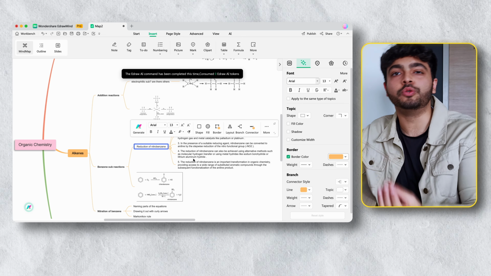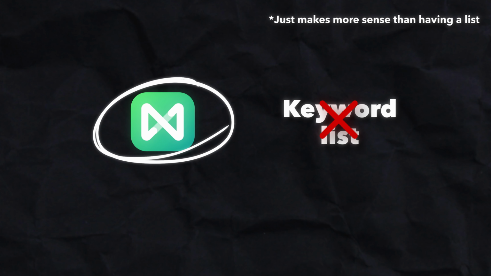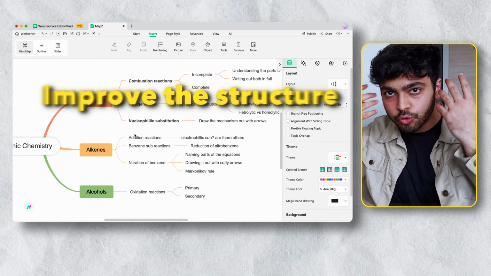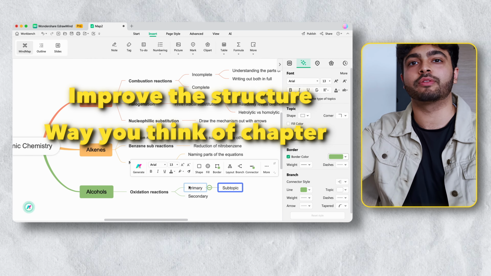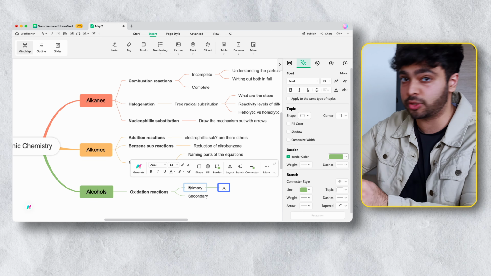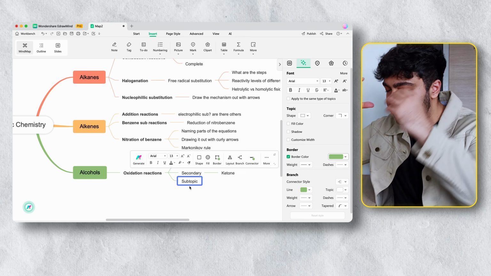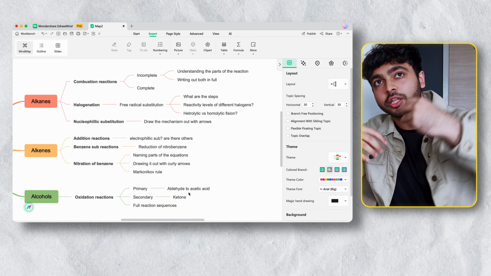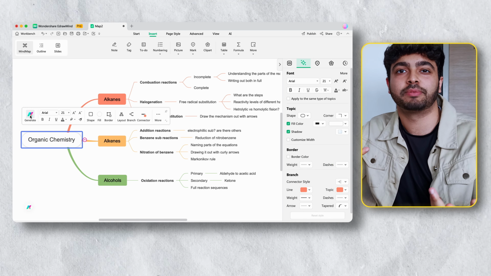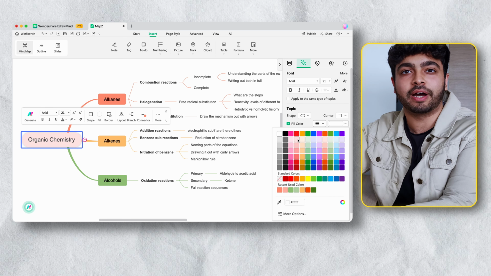Overall, the biggest use case for this software that I'd recommend is to use it instead of creating that keyword list. To use it to improve your structure, the way you think about the chapter as a preparation stage for when you're planning out your actual mind map that you're going to draw out. Because look at it, as you can see, everything is neatly compartmentalized in a visual way, which I think really improves the way you think about the topic, the chapter. And then you'll see how much it actually eventually builds and helps you with that final mind map that you create.